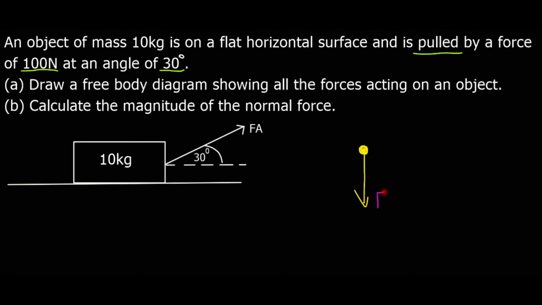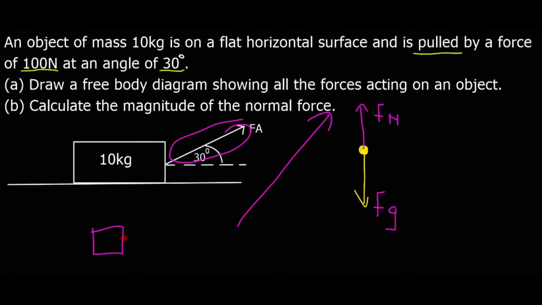We have a downward force, which is gravity. And then we have a normal force, which is always perpendicular to the surface, because this object is on this surface. Remember, just because it is pulled at an angle, it doesn't mean the object will go upwards. It will go in the direction along the surface. So our normal force will be upwards because of this surface.